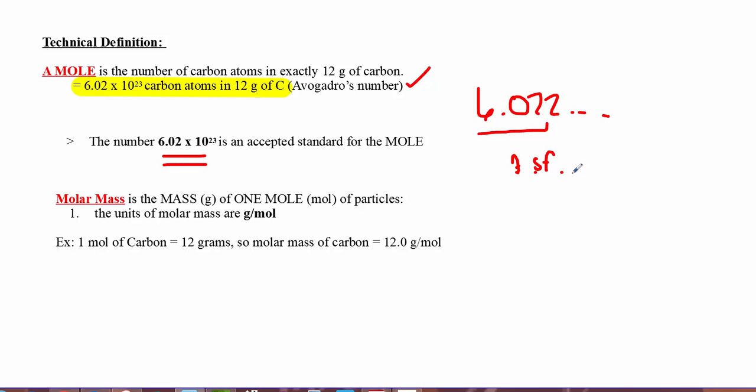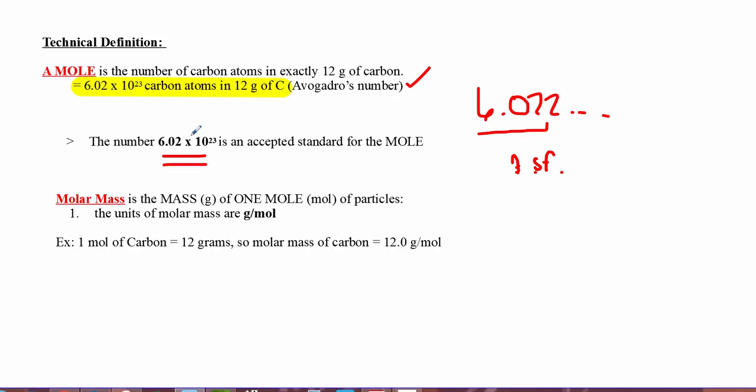Okay, and even though it comes from the number of carbon atoms in 12 grams of carbon, we can use this number, a mole, now to talk about any type of element whatsoever, because now we know that 1 mole is equal to 6.02 times 10 to the 23 of whatever we're talking about. Okay?